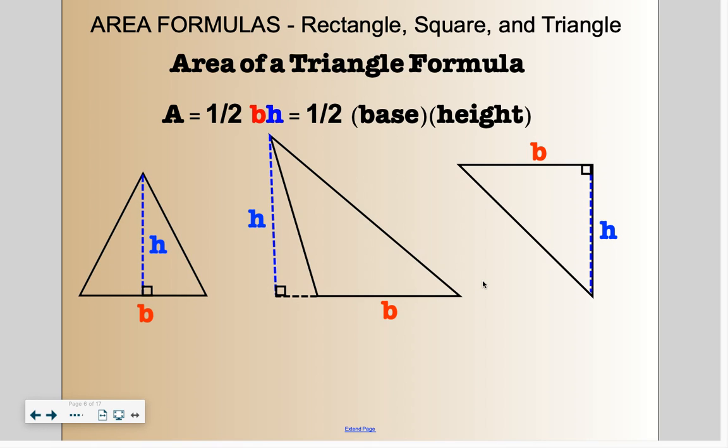But please note, for all the heights, it creates a right angle with the base, or where the base would be if it had to be extended. So in this case, the height is inside the triangle, creating a right angle with the base, which in this case is the bottom side.